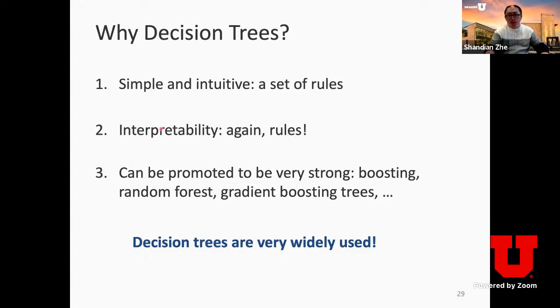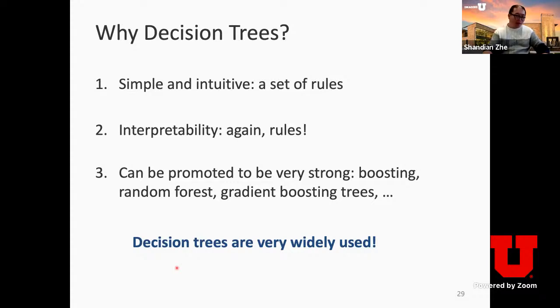And although it looks simple and intuitive, decision trees can be very strong classifiers. We can use ensemble learning strategies like boosting, random forest and gradient boosting trees to build up a forest of decision trees, which are very powerful. And decision trees are actually very widely used, more widely than you think.